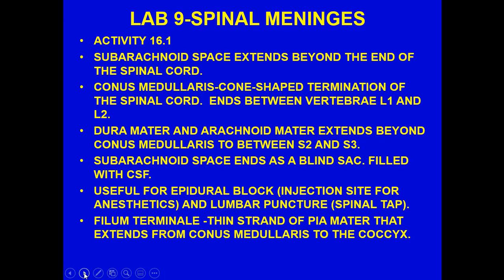Now, the subarachnoid space extends beyond the end of the spinal cord. This is where we're going to get into what I was mentioning earlier, when we get into the lumbar region. We have a structure called the conus medullaris. It's a cone-shaped termination of the spinal cord. It ends somewhere between vertebrae L1 and L2. The dura mater and the arachnoid mater extend beyond the conus medullaris to between S2 and S3. The subarachnoid space ends as a blind sac, and it's filled with cerebrospinal fluid.